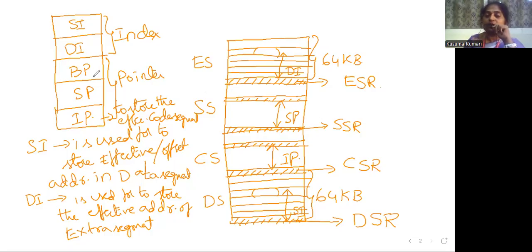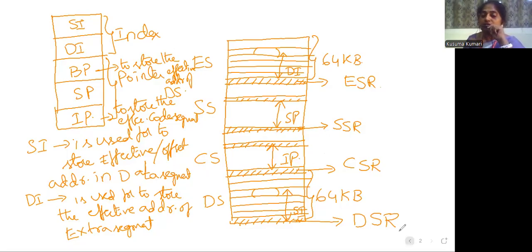Okay. Similarly, base pointer. As I mentioned earlier, for string operations, the data segment and extra segment offset addresses are available in the source index and the destination index respectively. But for normal operations on the data segment, the effective address is available in the base pointer. This is used to store the effective address of the data segment.